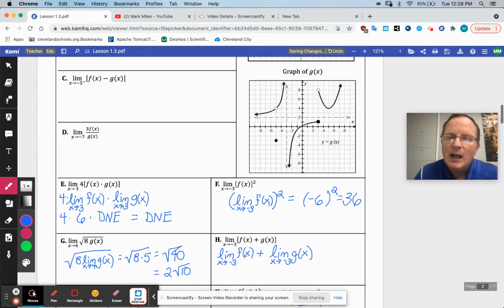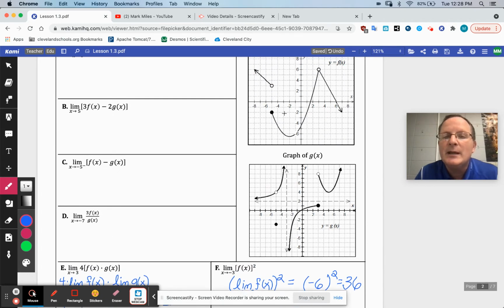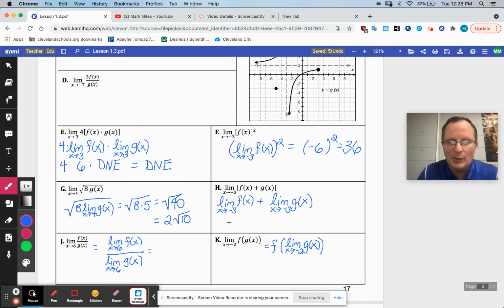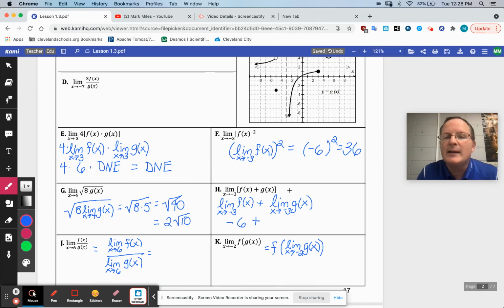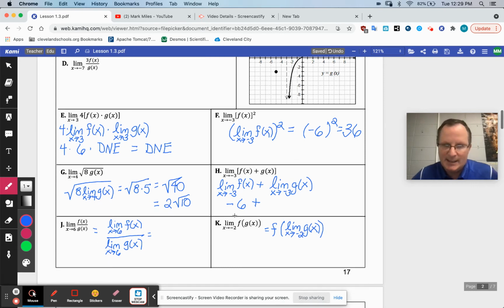All right, and then we've got f of x approaching negative 3. That's fine. That's negative 6. So I just broke it apart. And then we have g of x approaching negative 3, and that's a problem. So that's a negative 6 plus it does not exist, which is completely just weird to write, right? So that's definitely a does not exist, which is weird to say equals does not exist, but you know what I mean.